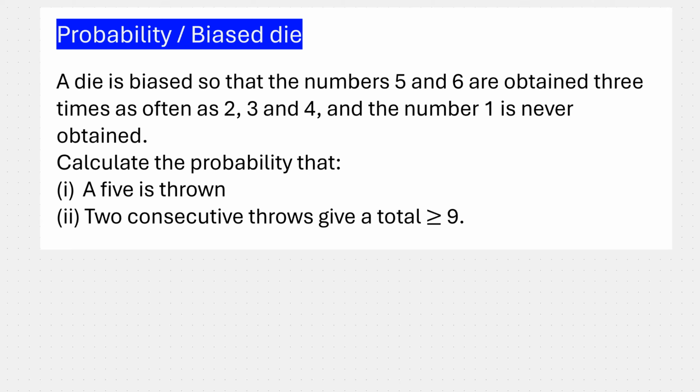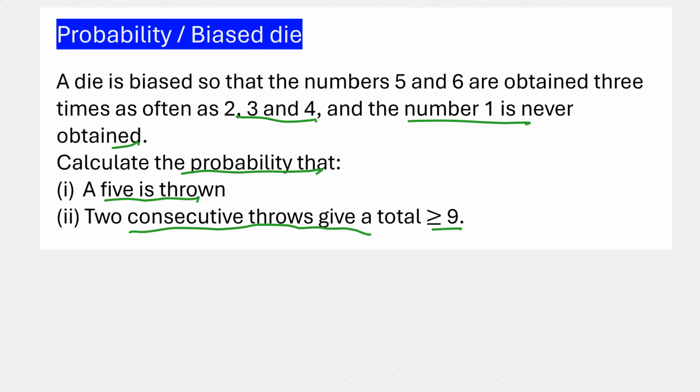Hello everybody, in this question a die is biased so that the numbers 5 and 6 are obtained 3 times as often as 2, 3 and 4, and the number 1 is never obtained. So we need to calculate the probability that a 5 is thrown and 2 consecutive throws give a total greater than or equal to 9. Because it's a biased die, we need to work out the probability. It's not the usual 1/6.